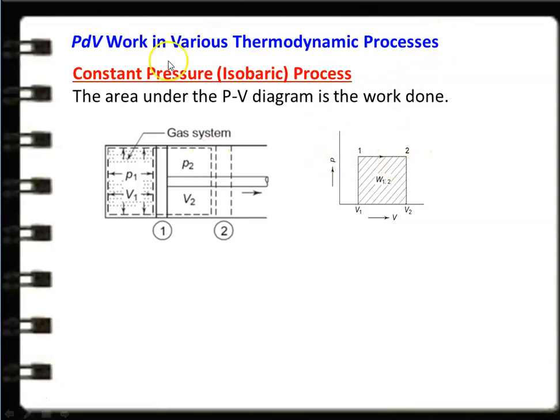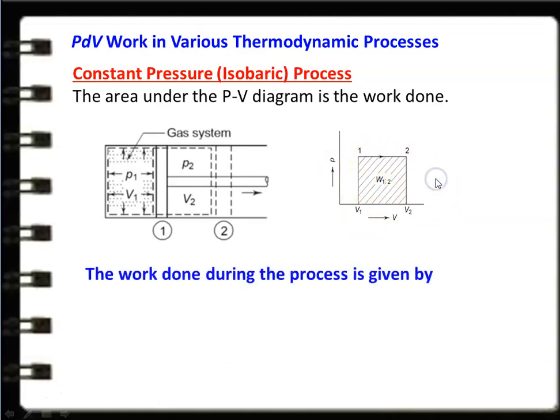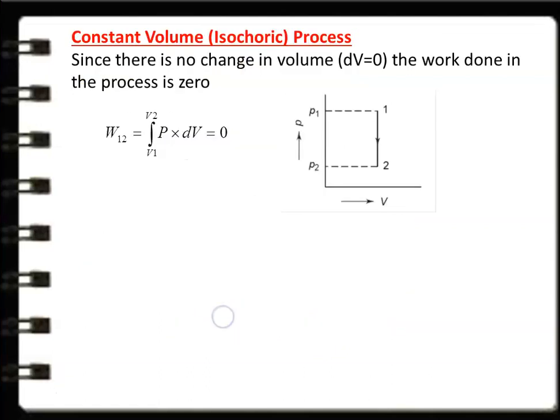And during this process, pressure is constant. Look at the diagram, P1 equal to P2, and the area under this diagram is a simple rectangle. So work done during the process, we integrate. Pressure is a constant, so you take it out. Integrating dV gives V2 minus V1. So P into (V2 minus V1) is the work done during the constant pressure process, in joules.